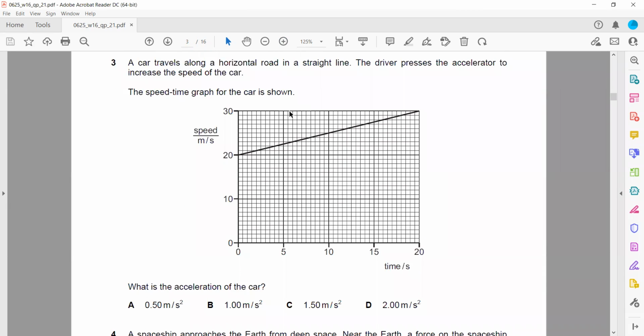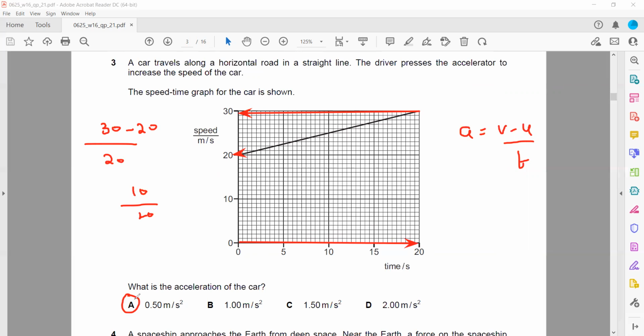In this question, a car travels along a horizontal road. The driver presses the accelerator to increase the speed. What is the acceleration? Acceleration is the change in velocity divided by time. So the final velocity is 30, the starting velocity is 20, and the time it took to change its velocity is 20 seconds. So it will be 30, the final, minus initial 20, divided by the time interval of 20 seconds. So it will be 10 divided by 20, which equals 0.5, or half a meter per second square.